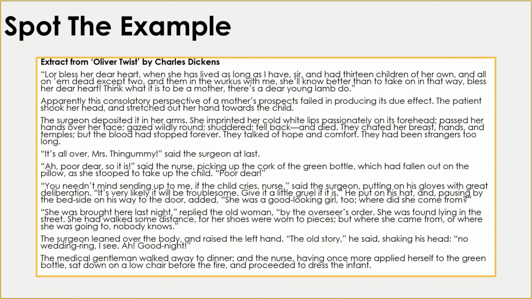Quick task. Read through the extract on the screen from Oliver Twist by Charles Dickens and see if you can identify which of the quotations would be classed as colloquialisms, and see if you can figure out why Dickens decided to use colloquialisms in the way that he did. There's no right answer here, just theories, but it will give you a better understanding of why a writer may use colloquialisms.